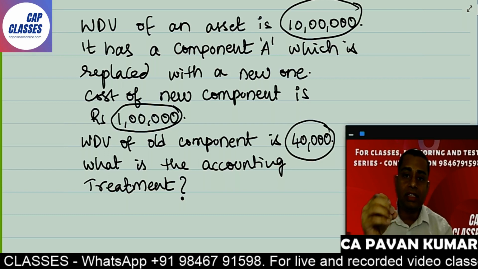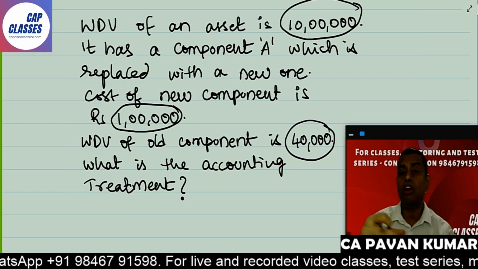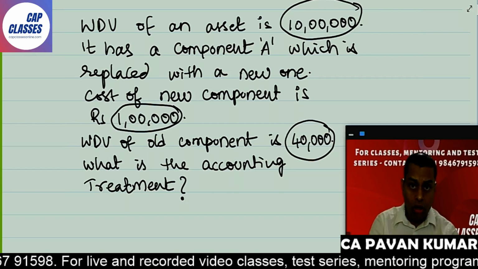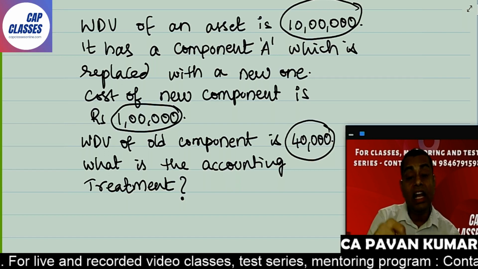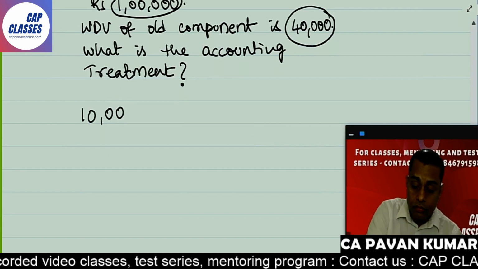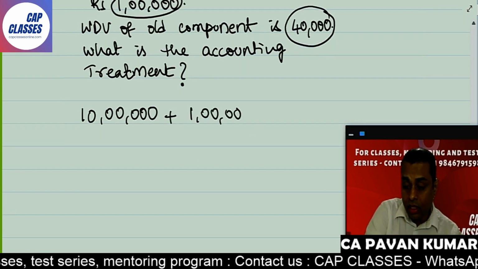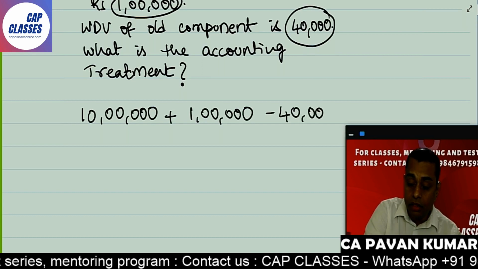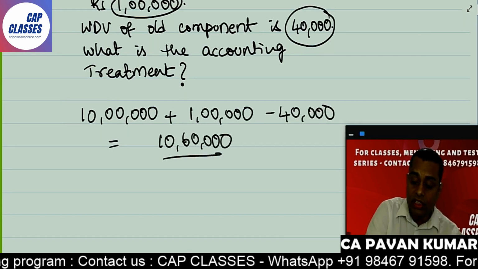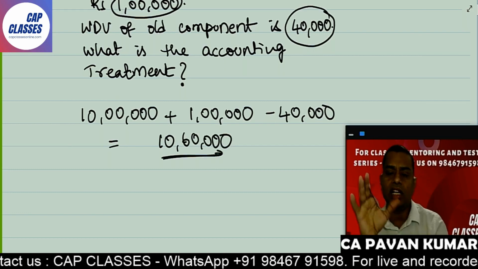So you will write step 1. The cost of new component is to be capitalized. Step 2. The unamortized value of the old component is to be recognized. Step 3. Therefore, the carrying amount of the asset is equal to 10 lakhs plus 1 lakh minus 40,000, that is equal to 10 lakhs 60,000. This is the answer. Simple.